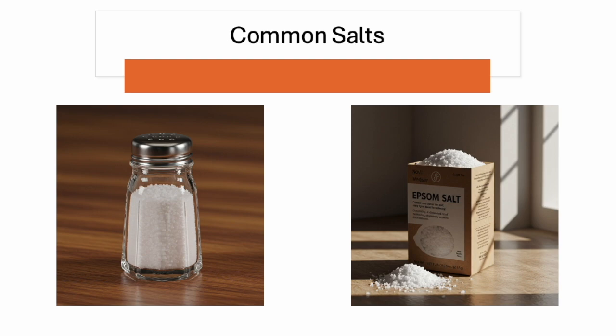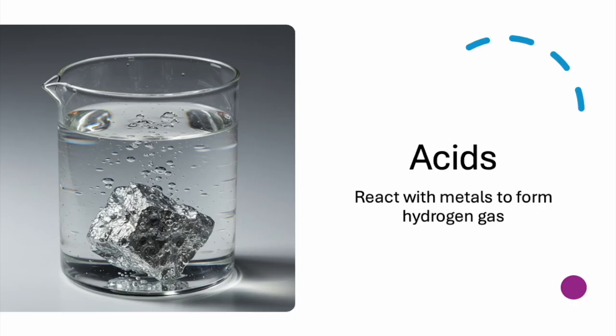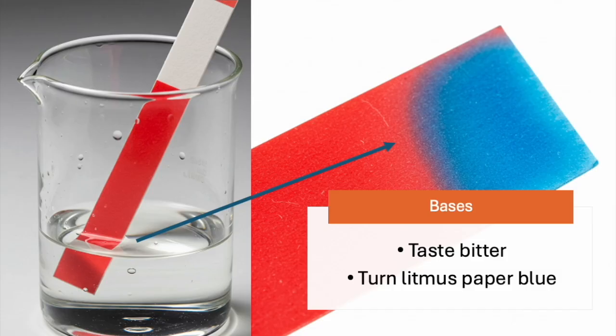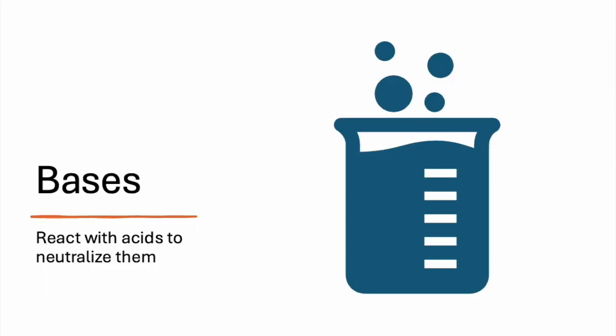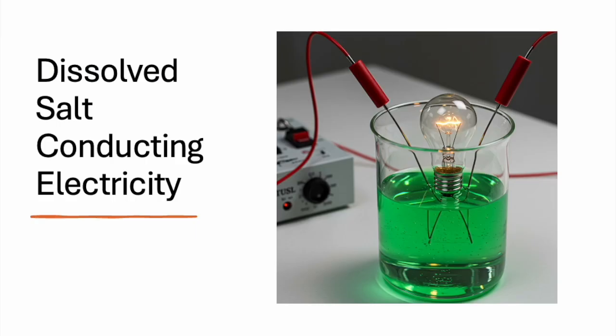So, to recap, acids are sour, turn litmus paper red, and react with metals to produce hydrogen gas. Bases are bitter, turn litmus paper blue, and react with acids to neutralize them. Salts are formed when acids and bases react and are usually solids at room temperature, and many dissolve in water to form solutions that conduct electricity.